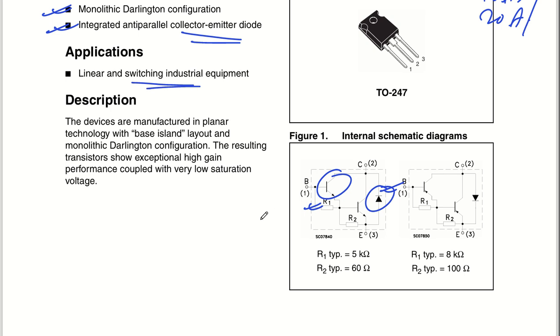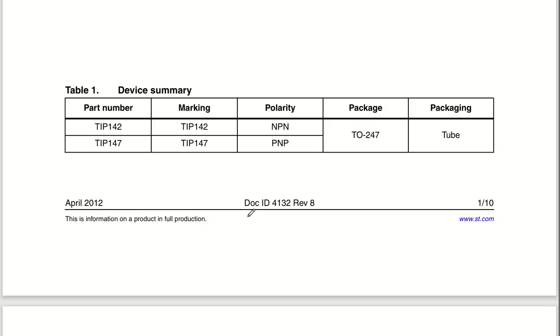Alright, so let's quickly move to the features and all. As you can see, we have part number TIP142 and TIP147. The polarity is NPN and PNP, and we have the package TO247.